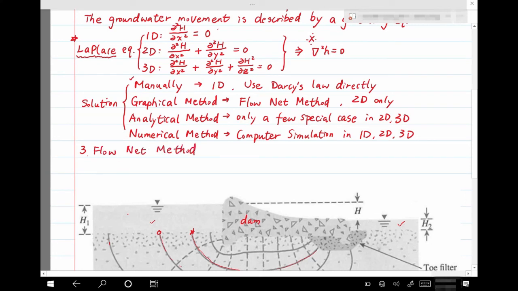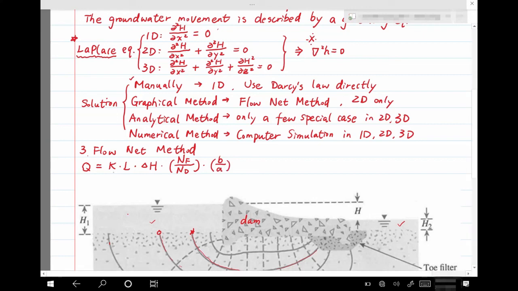For the flow net method, there's only one key equation. You can view it as the Darcy's law equation in the flow net method. For that equation, we can calculate the Q using this equation. Q equals K times L times delta H times N_F over N_D times B over A. Let me explain the meaning of these different terms.